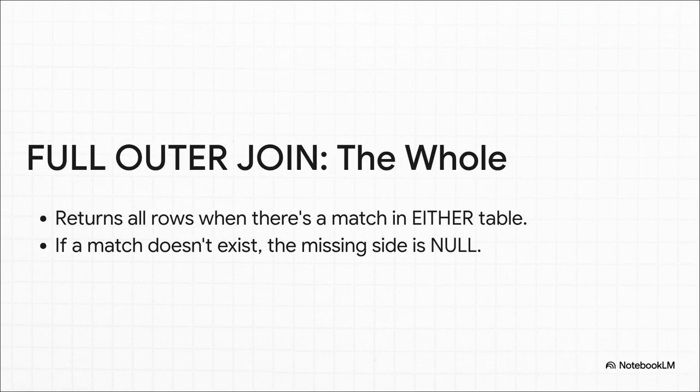And finally, if you just want to see everything, I mean the whole shebang, you use a full outer join. This gives you the entire Venn diagram, every single record from both tables, all matched up wherever possible. If a customer has no orders, you'll see them. If an order is missing a customer, you'll see that too. It is the complete picture all at once.